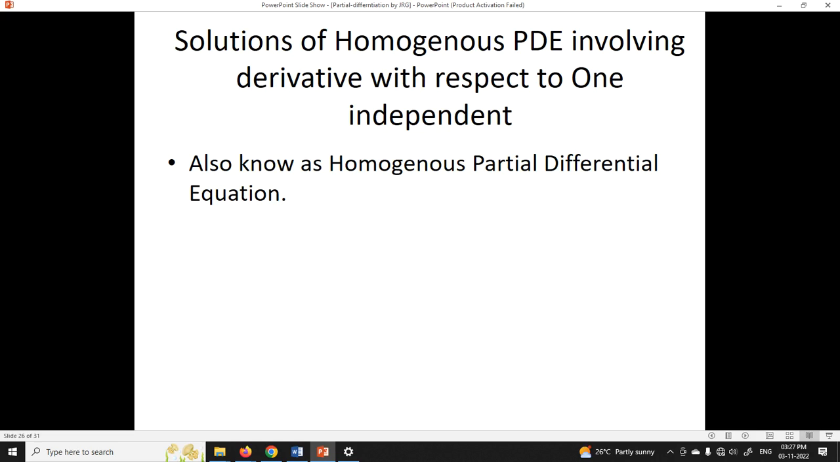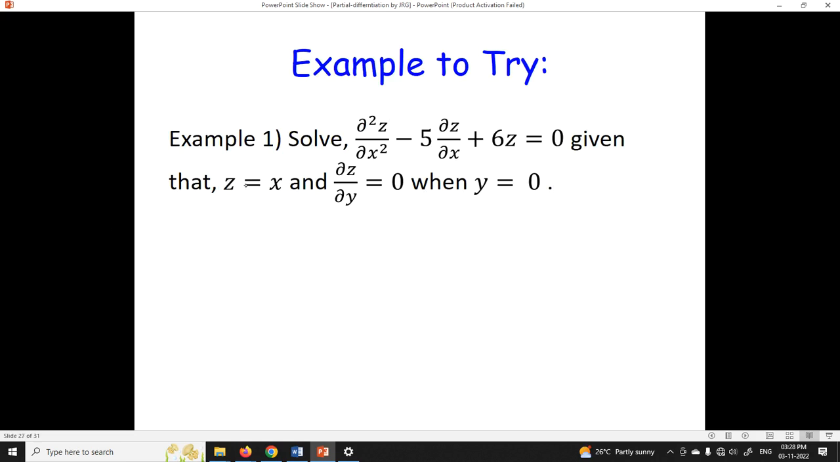Okay, so here we start considering the example. Please write down the example. First example, example 1.